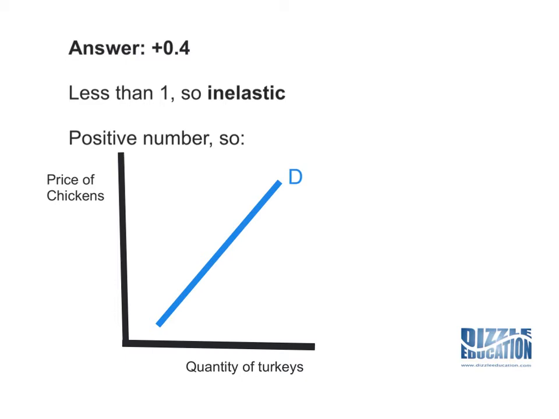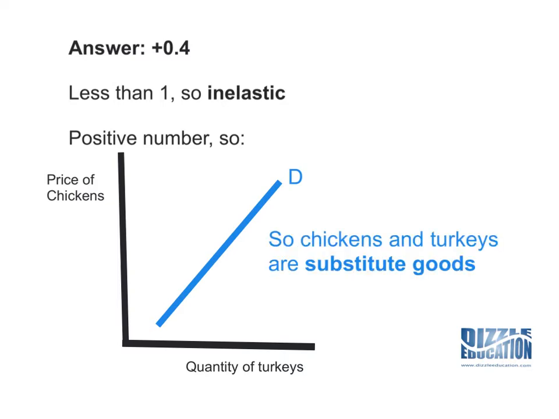And so we have this positive value for our elasticity calculation, so that tells us that our demand line is going to be upward sloping like this one is here. And because it's a positive answer, because that demand line is upward sloping, that means chickens and turkeys are substitute goods, i.e. people will either buy a chicken or a turkey, they're not likely to buy both.